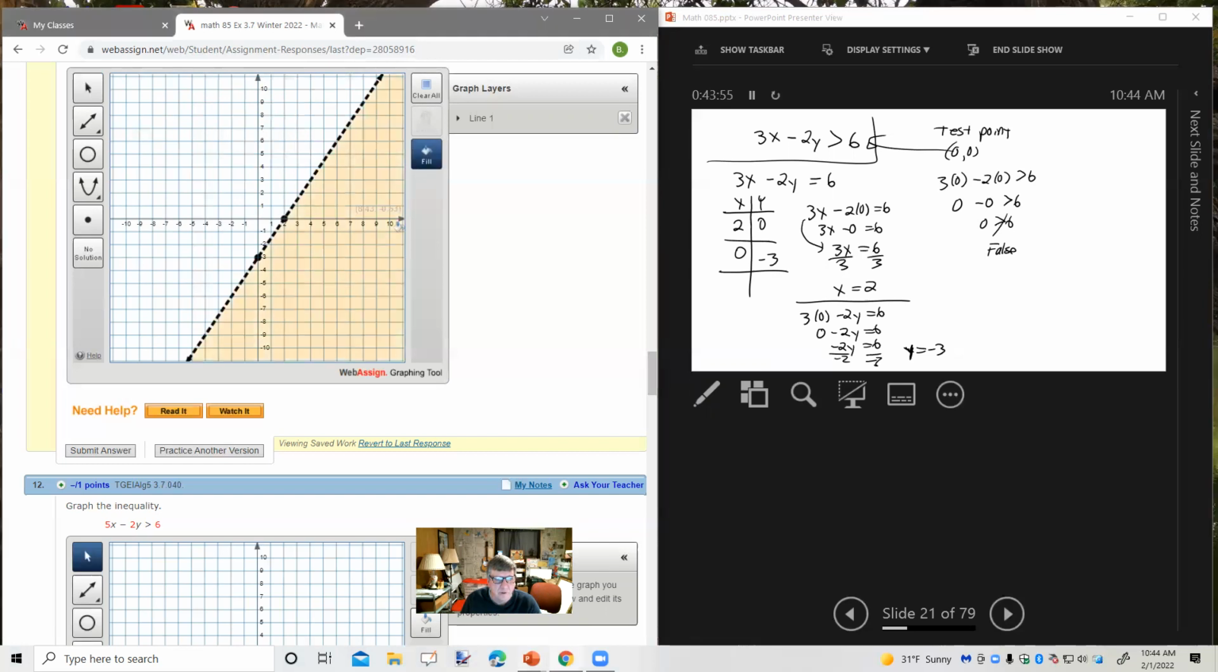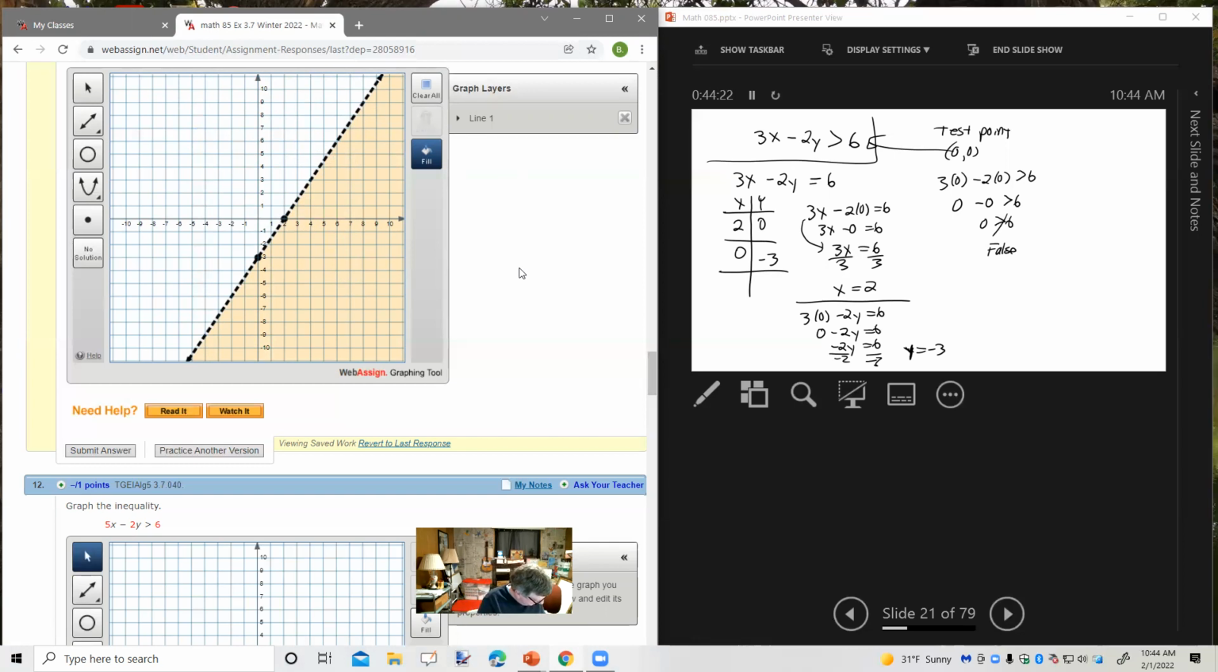So I will fill that side. And there is the correct solution. Again, my line is dashed because it does not include equals to, and I shade the side where I could find a test point that works. Since a test point over here failed, I automatically know it's on the other side of the line. Any questions there?